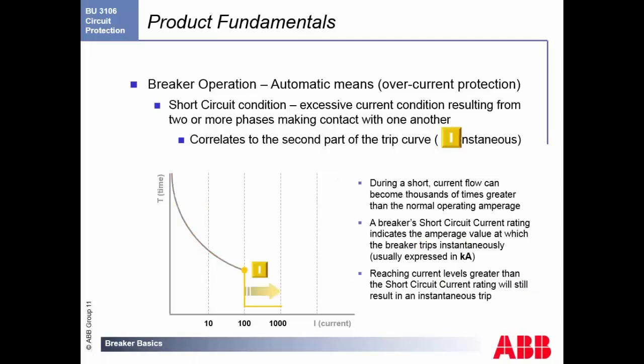The second one that's most important is the short circuit protection, I like to call it. It's an excessive current condition when the phases make contact or you have a short to the neutral or ground. It correlates to the second part, which is called I for instantaneous, and these trip curves are pretty much across the industry standard. So you'll typically hear an LI, sometimes an LISG, and these are just different portions of the trip curve that tell you what fault and how long it takes us to trip and open the breaker. During a short, the current can flow 1,000 times greater than the normal operating current.